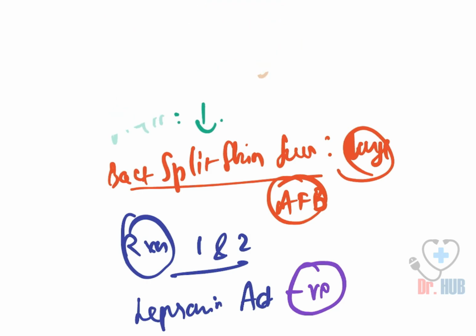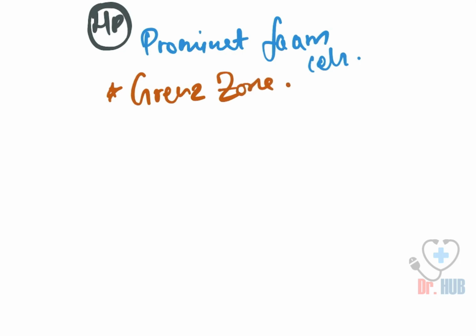Next we move on to the histopath of the borderline lepromatous. In the histopath, we need to know that there is a prominent presence of foam cells. Next, there is also a prominent presence of the Grenz zone. And after this, there is also the presence of nerves.